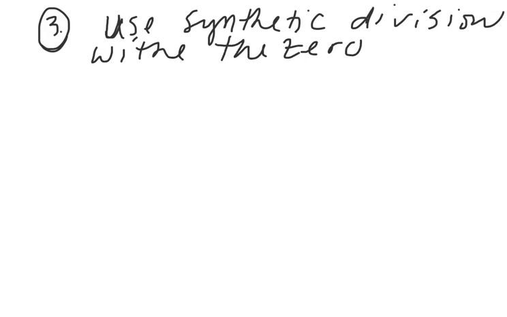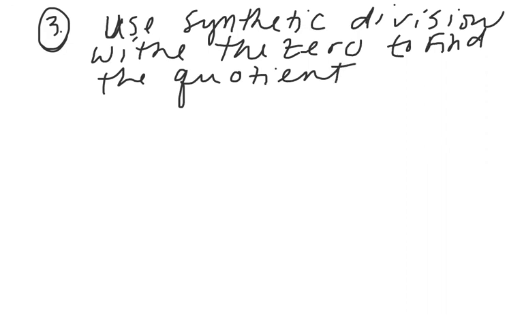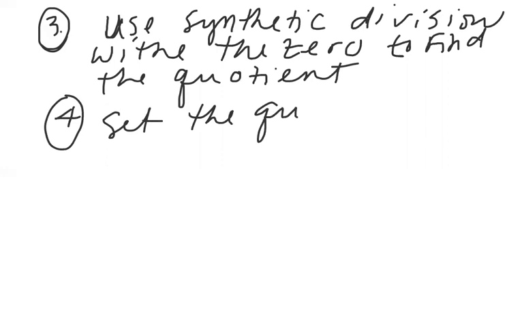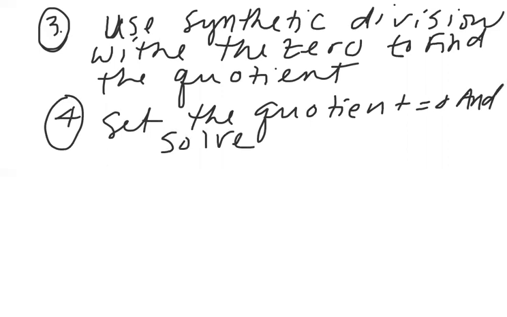And what are you looking for? To find the quotient. What's the quotient? The quotient is the answer to a division algorithm, guys, okay? So now, once you find the quotient, you are to take the quotient, set the quotient equal to 0, and solve to find the remaining zeros of the polynomial.